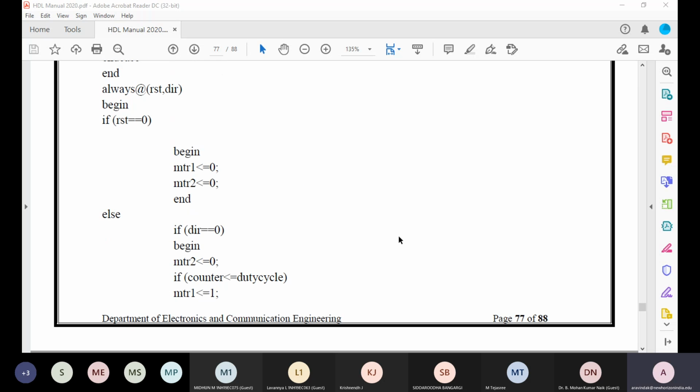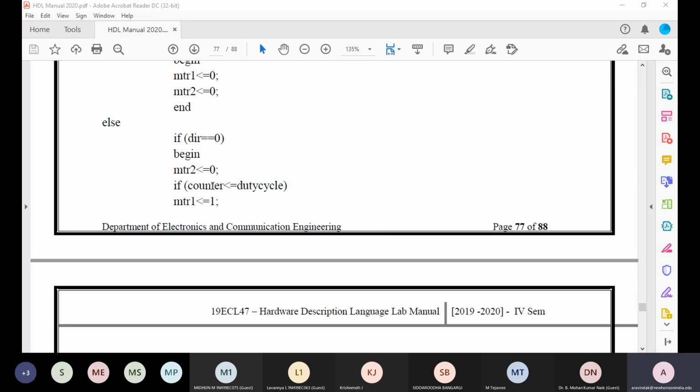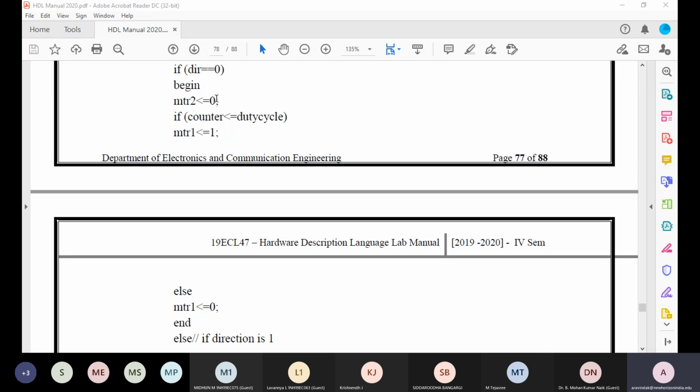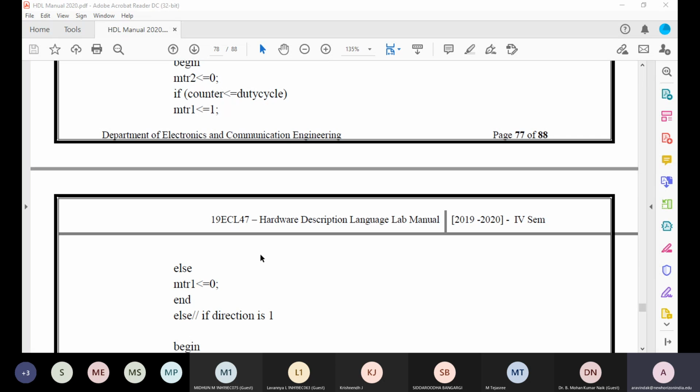Now, always, whenever counter is less than or equal to duty cycle, motor 1 is assigned with 1, and else motor 1 is assigned with 0. You can see motor 2 is assigned with 0 here. As long as this is there, motor 1 is assigned with 1. Now that value of duty cycle comes into picture for the number of pulses being put into the winding, and the motor will start rotating in the clockwise direction.